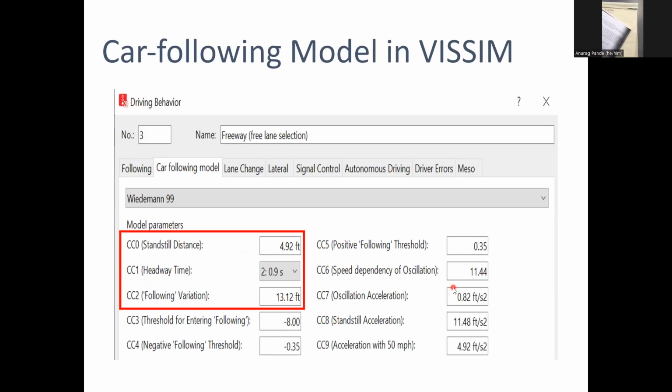And then again, in these car following models, there is one model for freeway where you can do free lane selection, but there are other car following models for non-freeway situations. For arterials, the model is a little bit different because you're probably not going to accelerate as fast, things like that. Yeah?